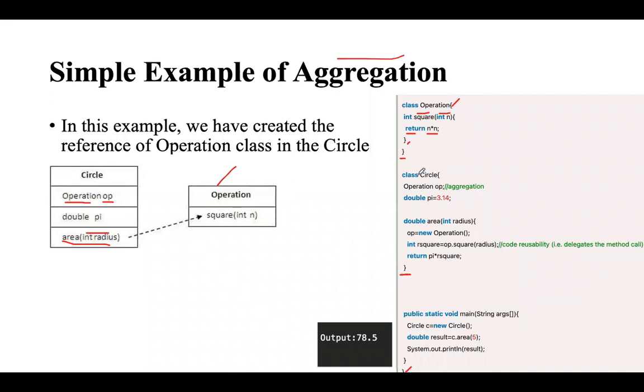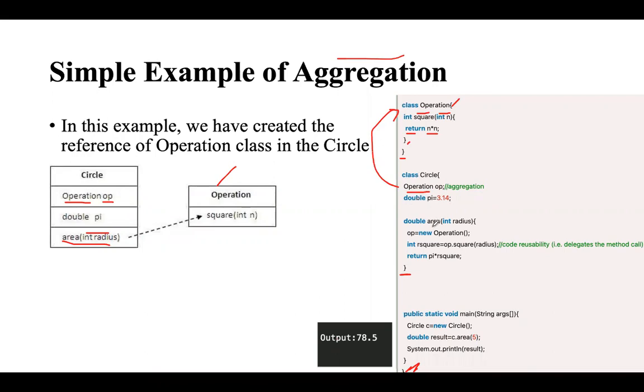And then here we have a class circle. This is the starting, and this is the area method, and this is the end of the class. In this circle, we are introducing a variable OP, which has the type operation, and this operation is this class. So this is an object. And then we have a normal variable pi. The value of this pi is 3.14. It has the double data type.